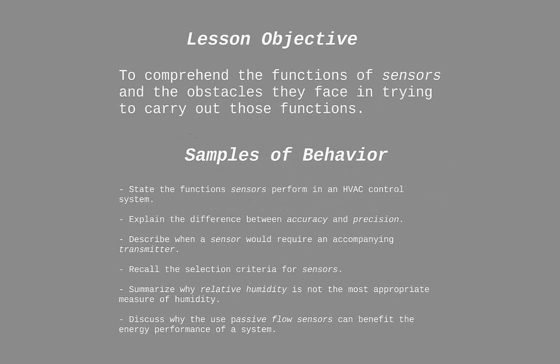The objective for this lesson will be for students to comprehend the functions of sensors and the obstacles they face in trying to carry out those functions. The corresponding samples of behavior will be: state the functions sensors perform in an HVAC control system, explain the difference between accuracy and precision, describe when a sensor would require an accompanying transmitter, recall the selection criteria for sensors, summarize why relative humidity is not the most appropriate measure of humidity, and discuss why the use of passive flow sensors can benefit the energy performance of a system.